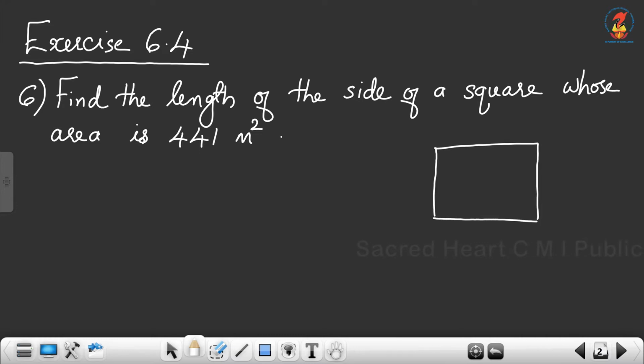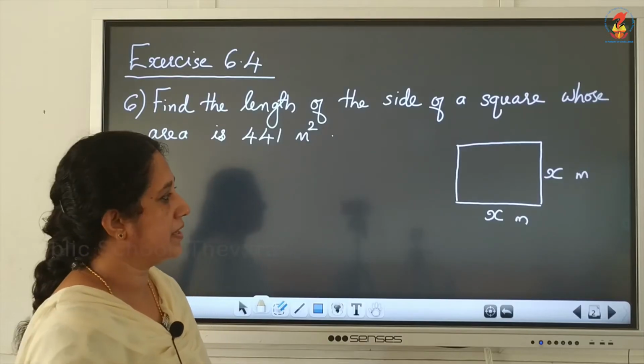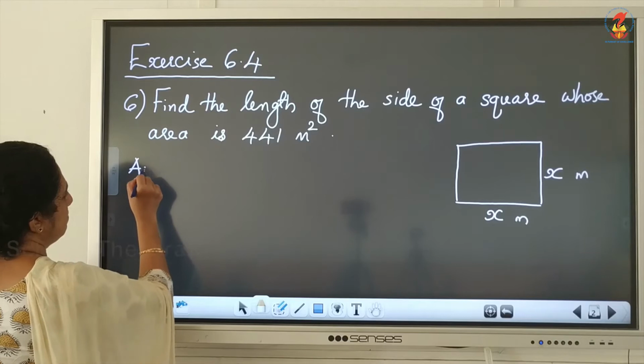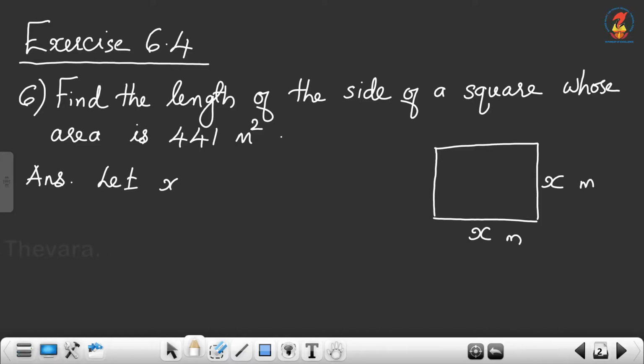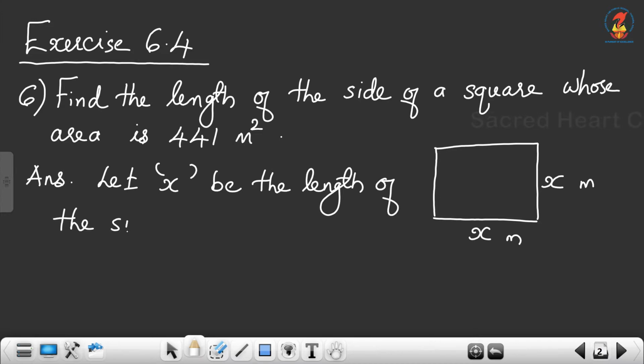Now a square is given. Now we can take the length of the side of the square as x meters. A square has 4 sides and all the 4 sides are of same measure. So the first step, let x be the length of the side of the square.